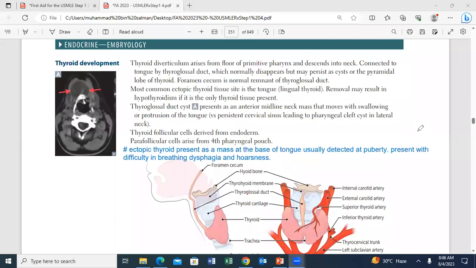Bismillahirrahmanirrahim. In this video, we will discuss the embryology and anatomy of the endocrine module discussed in First Aid. So let's start with thyroid development.